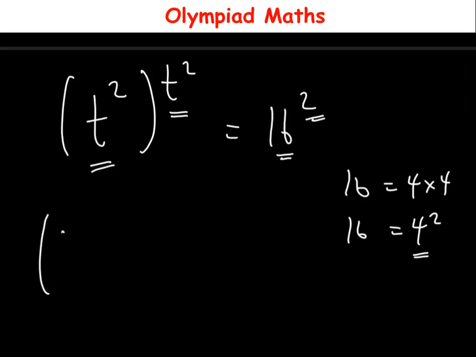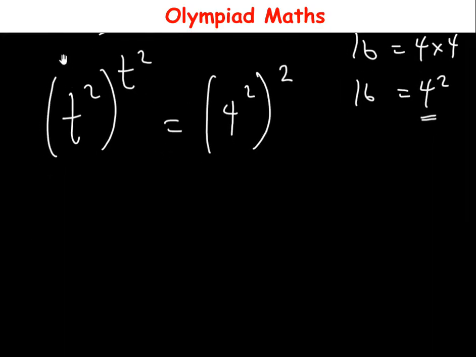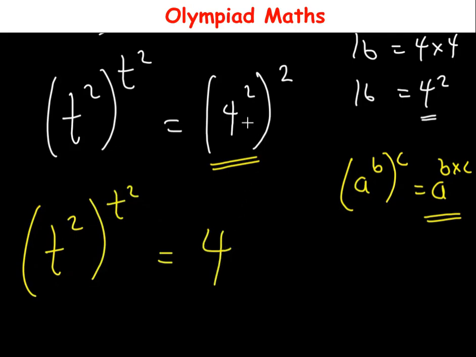And this becomes t raised to power 2, all power of t raised to power 2, is equal to, in bracket, 4 squared, then all raised to power 2. Then applying the principle that if you have a raised to power b, power of c, this equals a raised to power b times c, this becomes, in bracket, t raised to power 2, all power of t raised to power 2, is equal to 4 raised to power 2 times 2, which is 4. With this, we have made the base equal the power. Same thing, the base is also equal to the power on the left hand side of the equation.